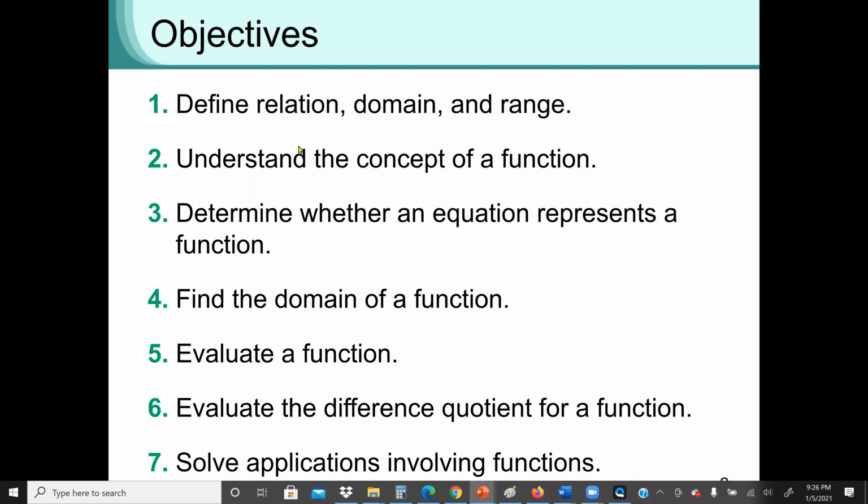So our main objective in this lecture is to go through the meaning of the following terms: relation, domain, and range. Also, we are going to understand the concept of a function and the definition of a function, and also how to determine whether an equation represents a function. Also, we are going to learn how to find the domain of a function and how to find the range of a function and also how to evaluate a function. We're also going to evaluate the difference quotient for a function.